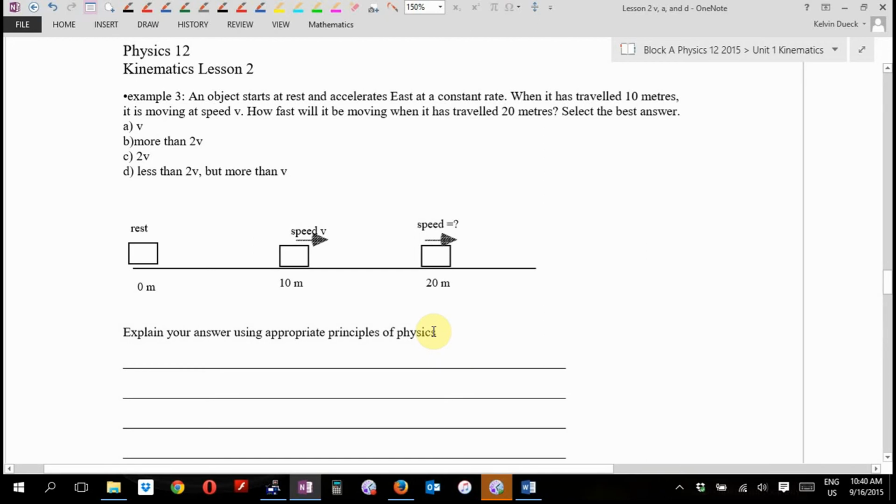It says this. An object starts at rest. You know what? I would probably underline the word at rest because that's always important. And accelerates east at a constant rate. When it has traveled 10 meters, it's moving at speed v. How fast will it be moving when it has traveled 20 meters? Select the best answer. A, v. B, more than 2v. C, 2v. Or D, less than 2v but more than v.